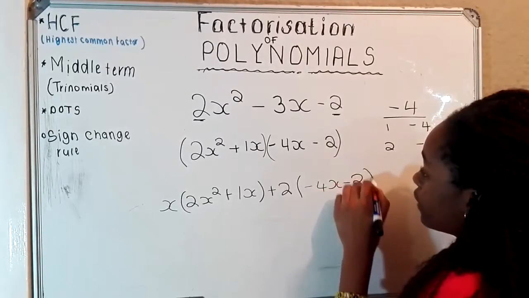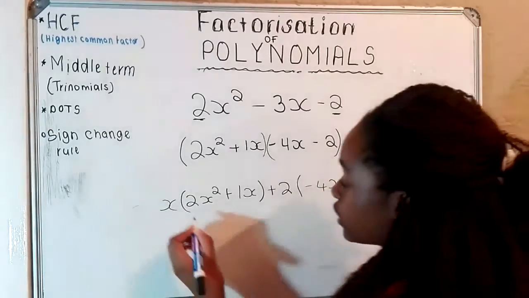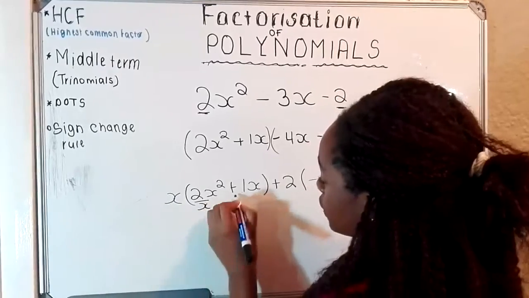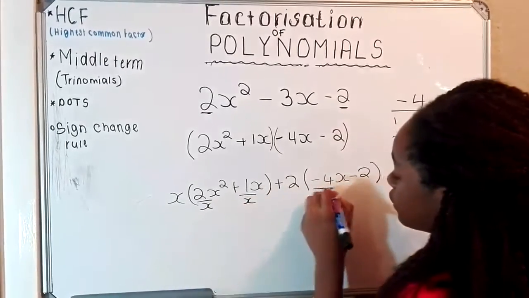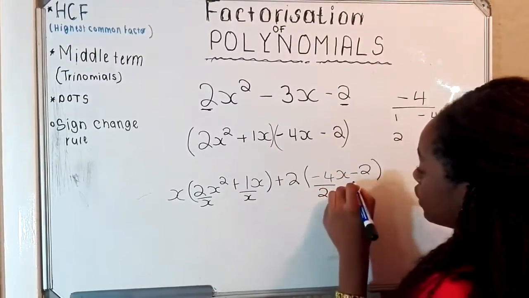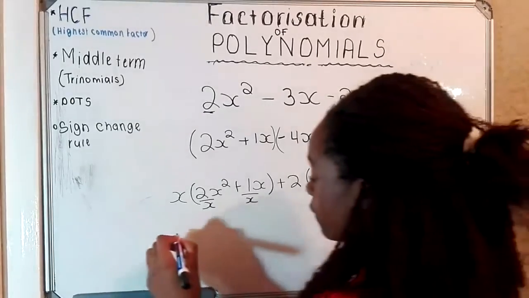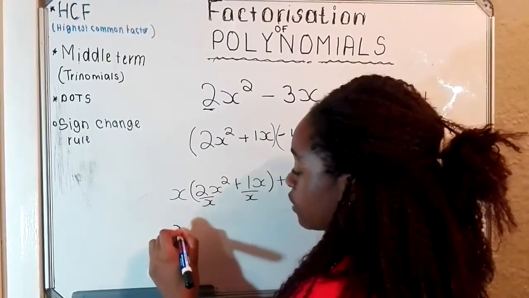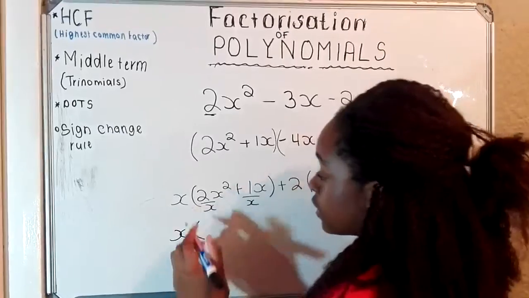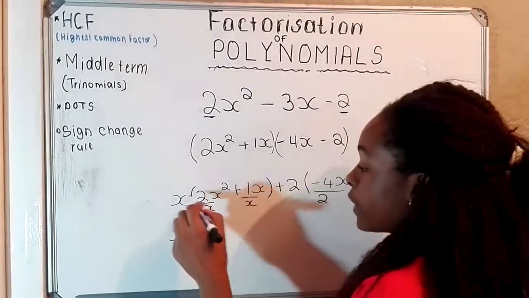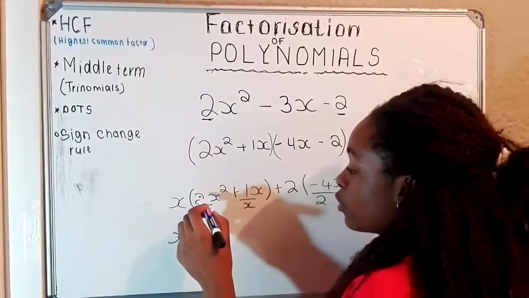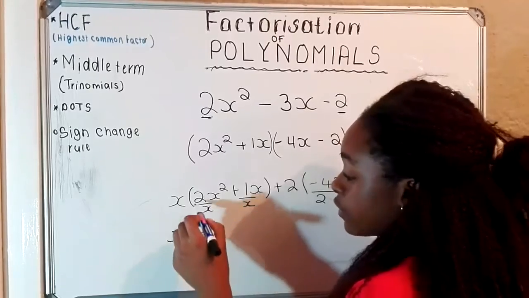But we're not done. We need to divide everything by our factors. So we're going to divide by x over here, and over here we're going to divide by 2, and we're going to divide by 2 over here. So you'll have a factor that must stay outside the brackets. You have x. So we're going to divide by our factor, which is x. So the 2 remains because there's nothing else to cancel it.